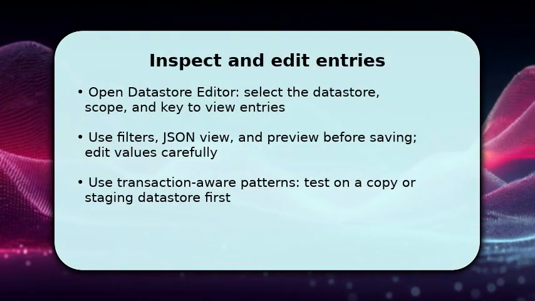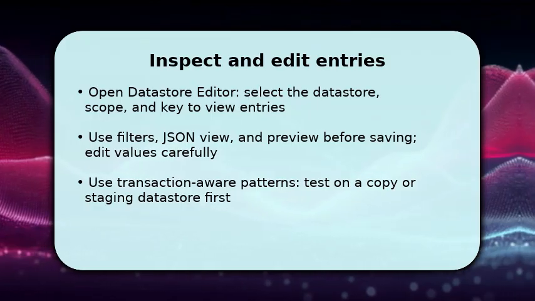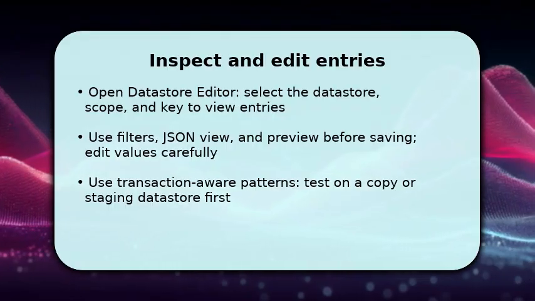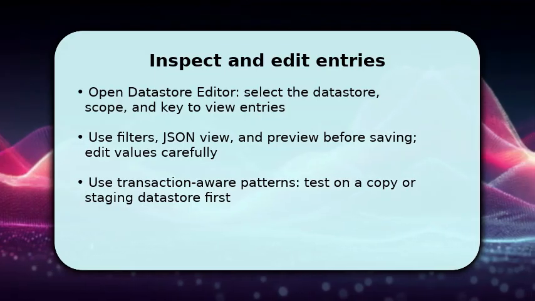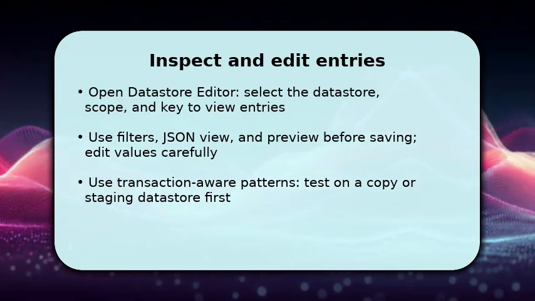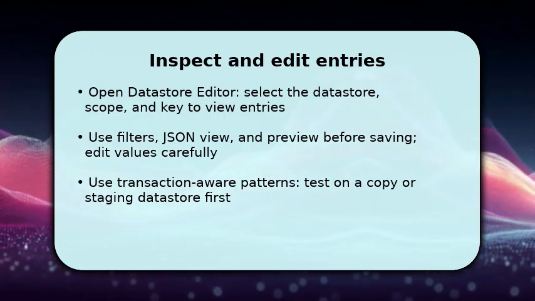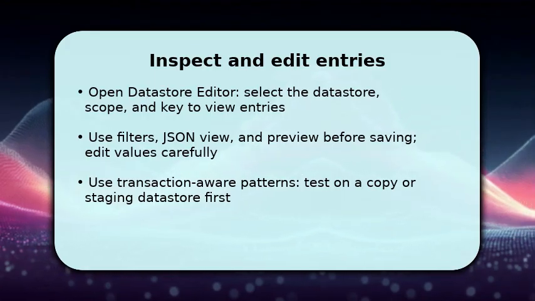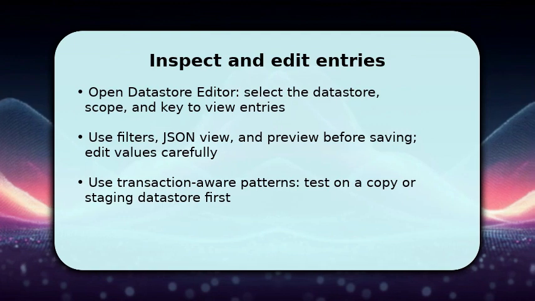You now inspect and edit entries. Open the Datastore Editor, choose the Datastore, scope, and the key you want to modify. Use the JSON view for structured data and the built-in filters to find nested fields quickly. Preview changes before committing so you can validate formatting. Because data stores are live, make edits using transaction-aware patterns. Test changes on a staging copy and avoid overwriting by reading, modifying, then saving atomically. This prevents partial updates and keeps player data consistent.